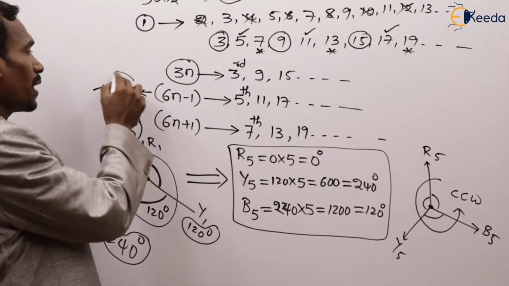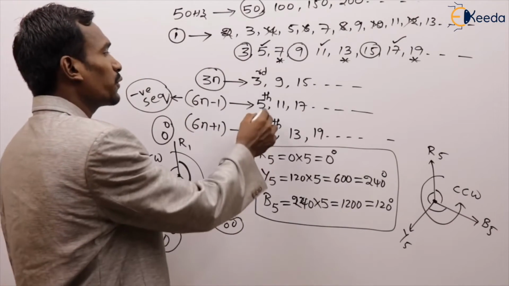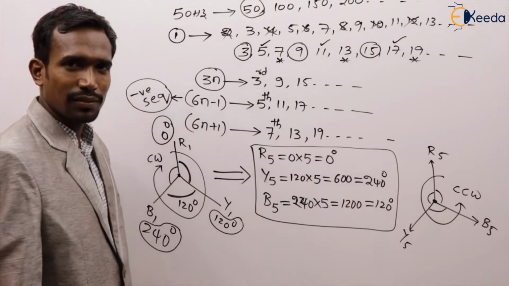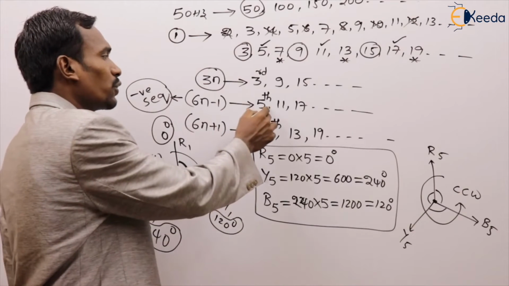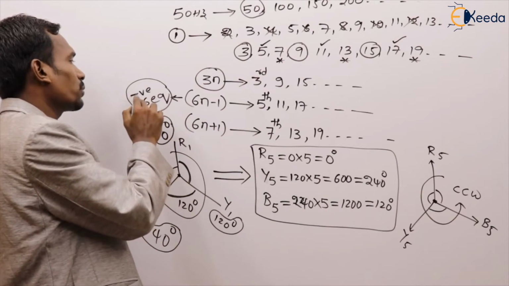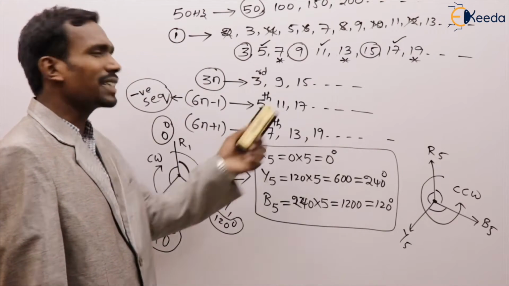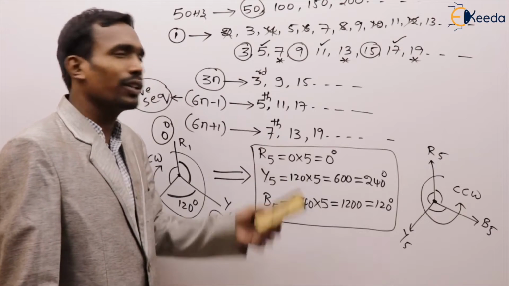the 6n minus 1 group harmonics, or fifth group harmonics, are also called negative sequence harmonics. What about 6n plus 1 harmonics, or the seventh group harmonics?